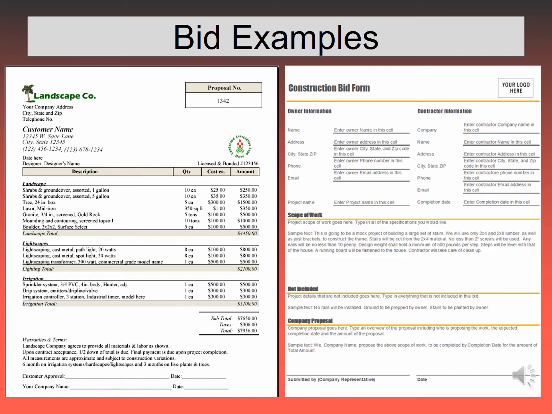Here are 2 examples of bids that are completed, and they have a detailed description of the scope of the work and line items of what's going to be involved and the prices. The one on the left has more detail as far as exactly what the costs are for the landscape and the lightscape and the irrigation. Both would require signatures of the client and the contractor on the bottom to turn this into a formal bid, which becomes a legally binding contract.